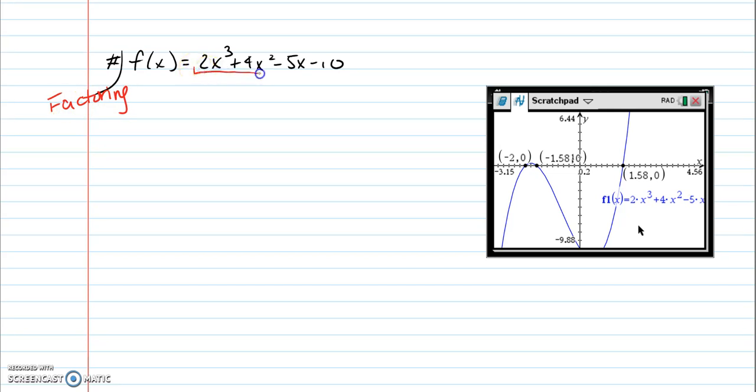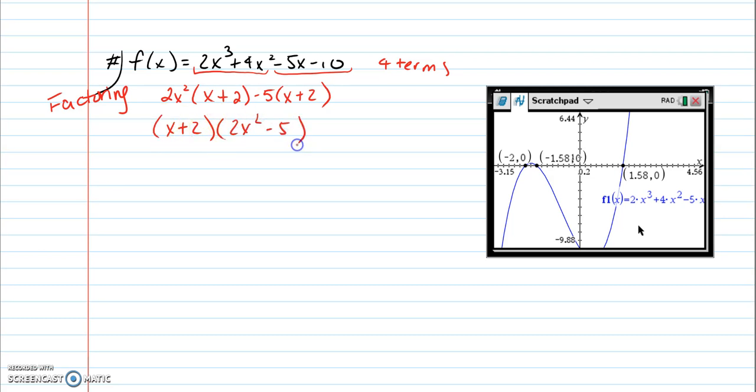And I'll do that factoring with grouping because there are 4 terms. When I do that, I'll take out the greatest common factor here, which is 2x squared, and then I'll be left with x plus 2. And now another x plus 2, so I'll have to take out a negative 5, and then I'll get an x plus 2. So x plus 2 is my common factor, and I'm left with 2x squared minus 5.